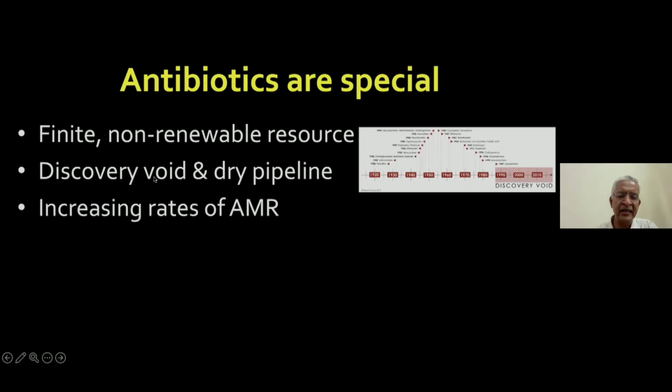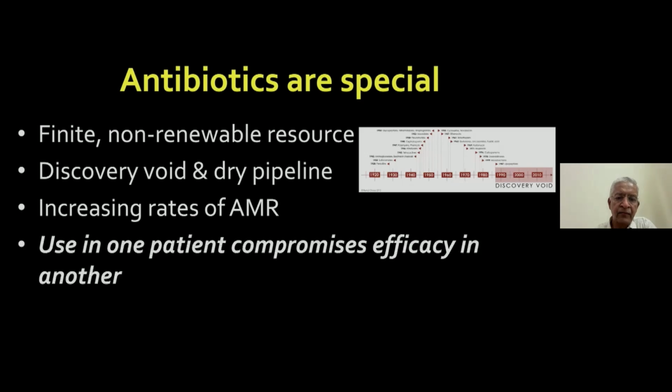Second is the increasing rates of antimicrobial resistance being seen across the world today. Once eminently treatable infections have become virtually untreatable because of multi-drug and pan-drug resistance. Antibiotics are special in another way: use in one patient will compromise efficacy in another, because selection of resistant mutants among the commensal flora of the patient who is using it can be transmitted to another person and thereby adversely impact the treatment outcomes in that person.